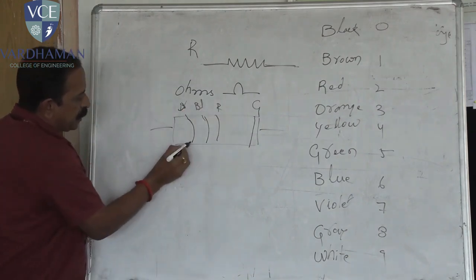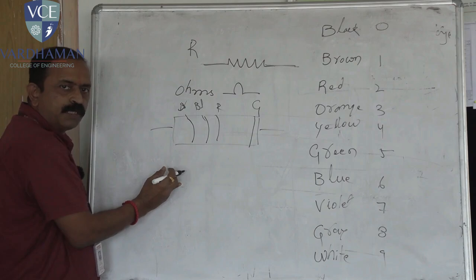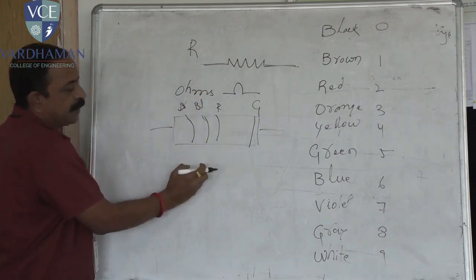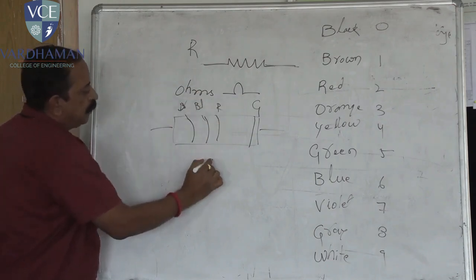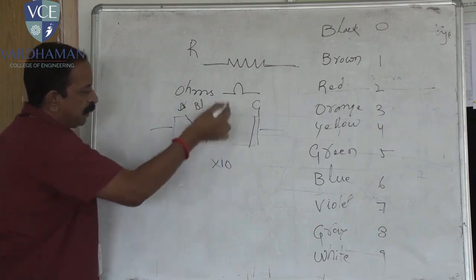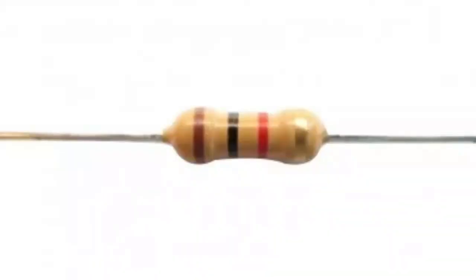Always the first color represents the first digit value of the resistance. The second color represents the second digit value of the resistance. The third is always the multiplier, a power of 10. If red is there, we need to take 2 as the power. So the first color is brown. Brown stands for 1. Second color is black. Black stands for 0. Into the third color, 10 power 2. That means 10 into 10 square, 100 ohms, or in other terms 1 kilo ohm.